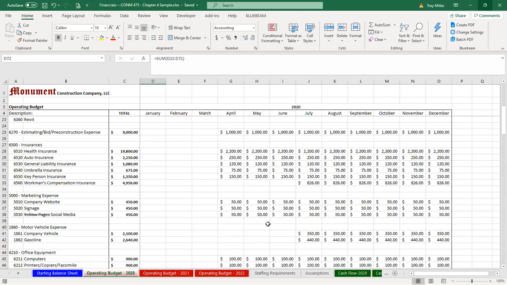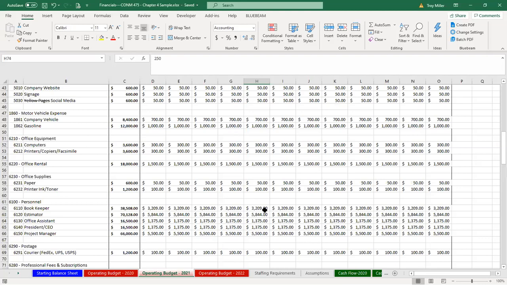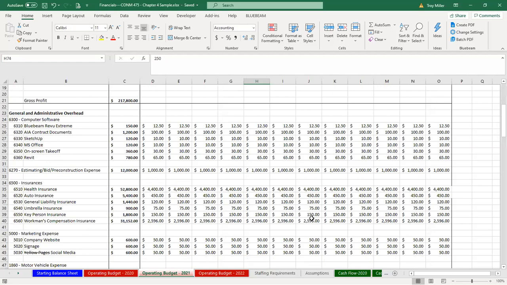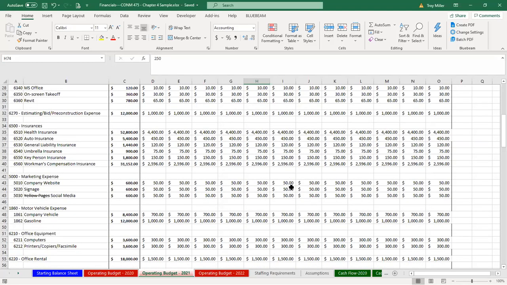So primarily what the differences are in my operating budget is as I added more projects, the resources I needed, let me go here to my second year's cash flow, the resources I needed increased. And primarily those resources were, I added another employee, so I had my health insurance benefits doubled is what I ended up doing there. I added another vehicle, so I added insurance to that. What else did I do?